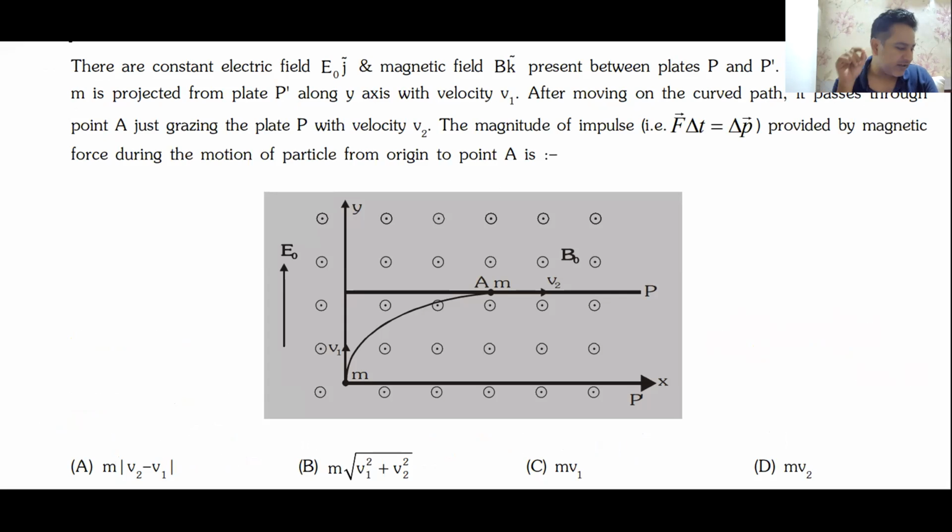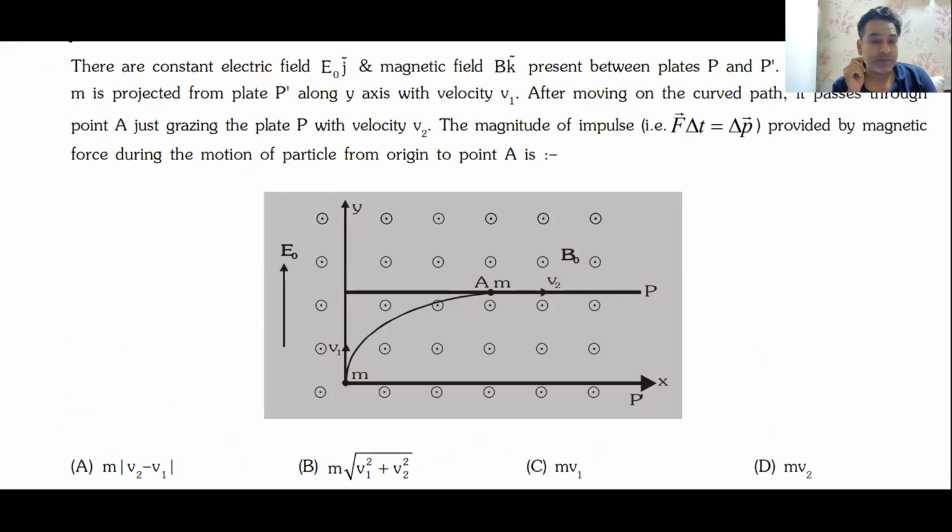We had left a particle here. Remember the path of the particle I told you in the last class? Yes or no? Cycloid. Remember that cycloid. Remember the equation of the cycloid. It's present between the plates P and P dash. A particle of mass m is projected along the y-axis with a velocity v1.